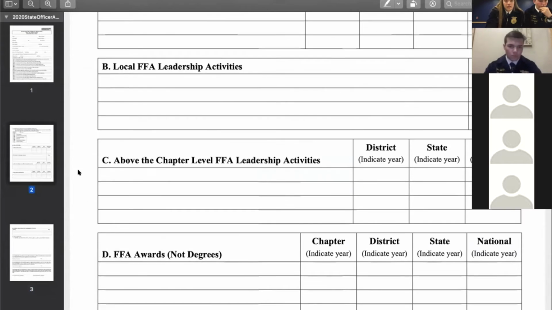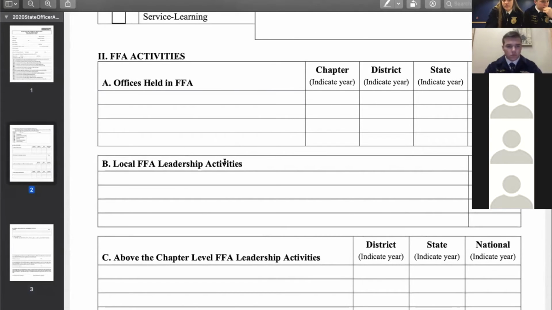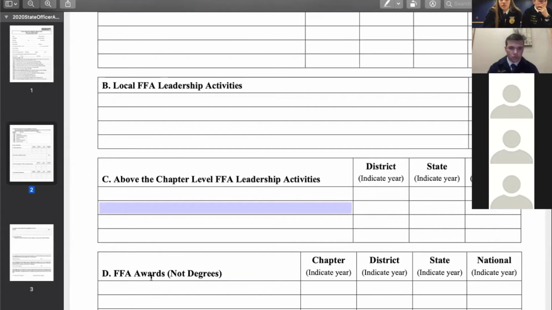So like office held is obviously your offices, local FFA activity. I know my chapter does a turkey feed, or if you do adopt a highway, pick up ditches, that's what that would be. Above the chapter level could be any conferences you have gone to. For example, one thing that I used was the AFA conference, which is a national conference. I put the AFA conference and the year that I went, which would have been last year. So that's something outside of FFA that you have done, I guess.